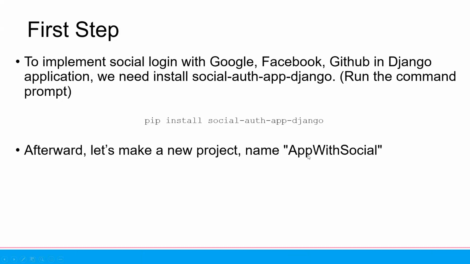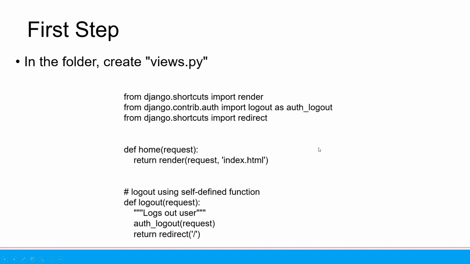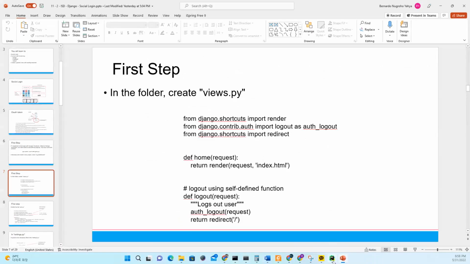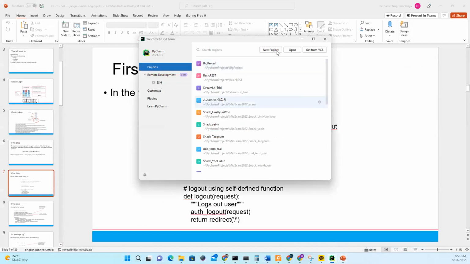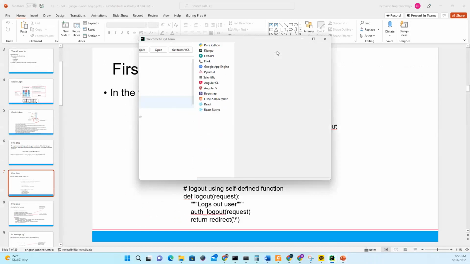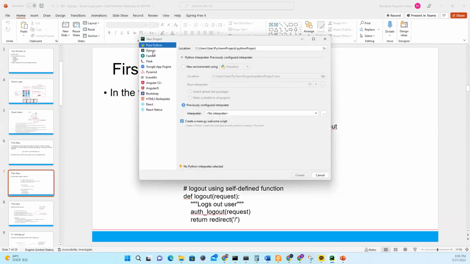And let's make a new project and let's make the name app with social. So I will make a new project, and I will make a new Django project. In this case, I will make app with social.